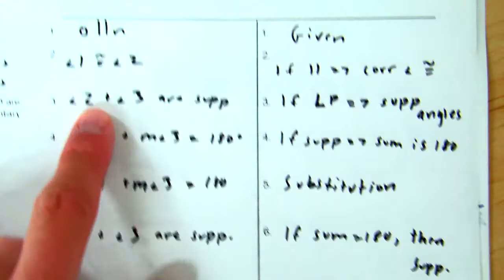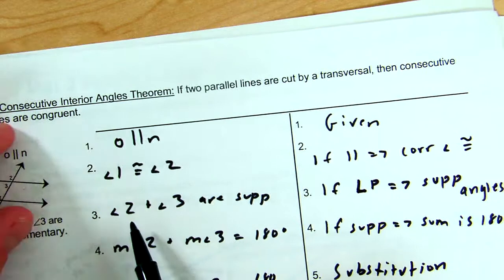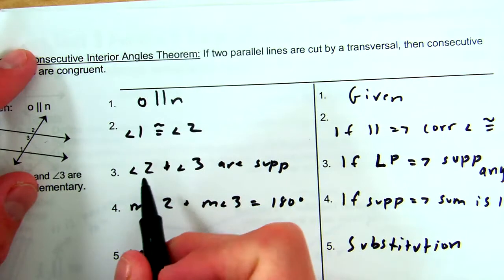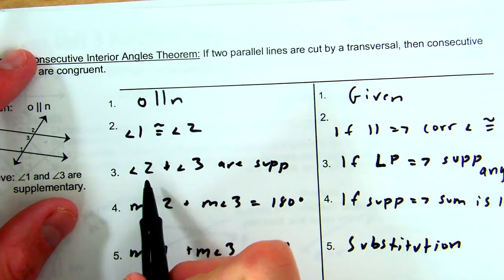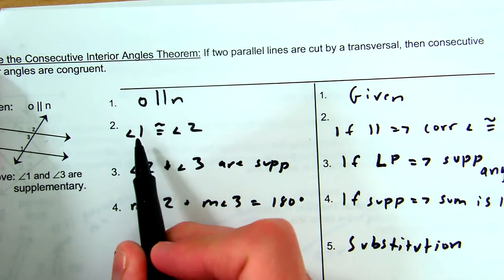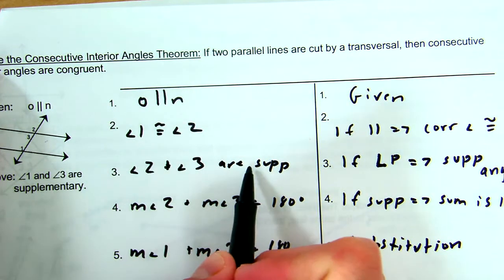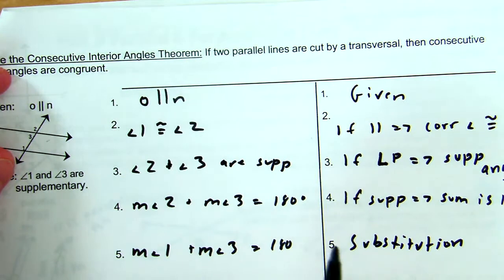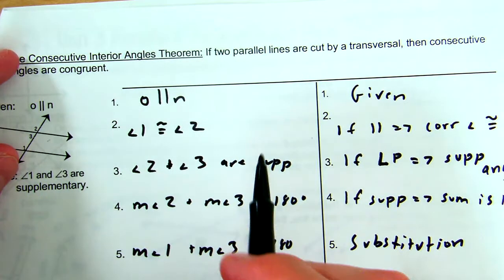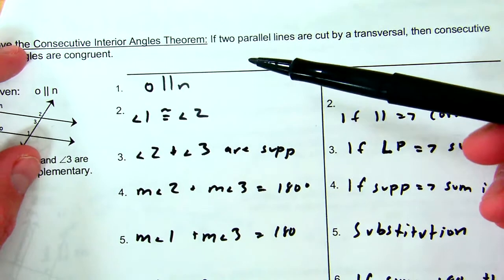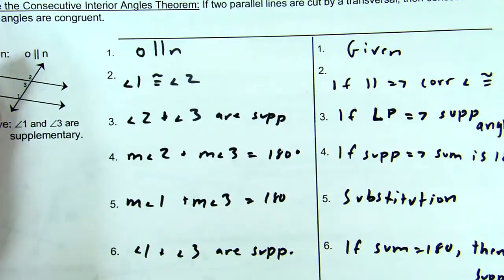If you would have jumped up to here, and from this step right here, just easy for me to say. At this step right here, if you would have done substitution and said angle 1 and angle 3 are supplementary by substitution, I think I would have accepted it. But this is probably by the book the way you're supposed to do it. So that's why I wanted to show you it in that way.